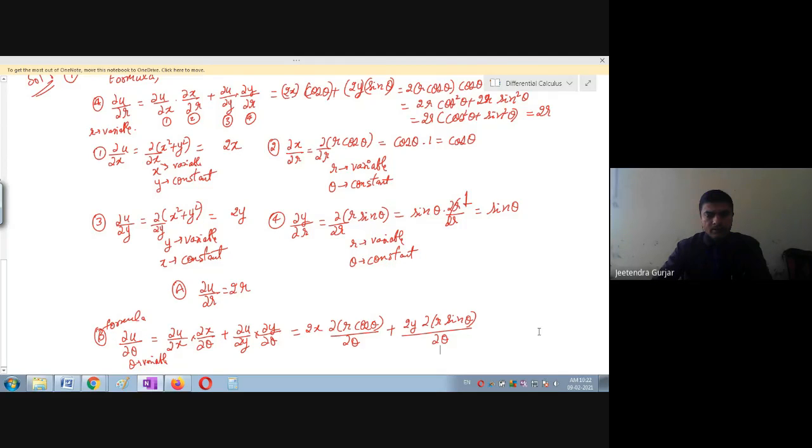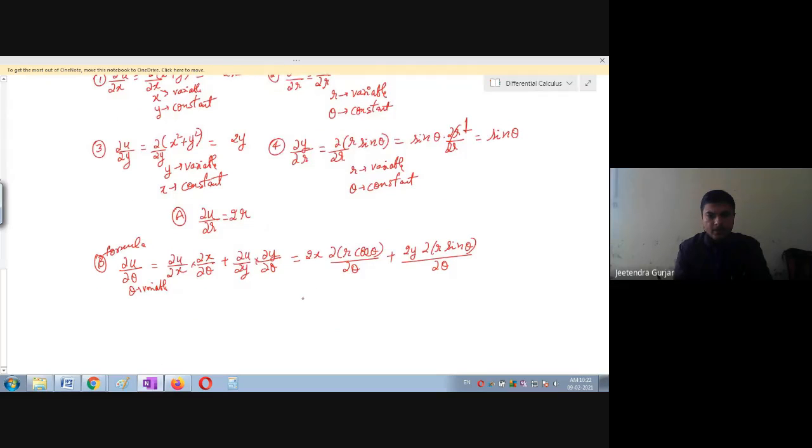Now we're going to just simplify this. So you can keep this 2x as it is, right? 2x you please keep as it is. Now here you can see theta is our variable and r is constant. So what you do? You keep r as it is. Okay, differentiation of cos theta. Can anybody tell me what is differentiation of cos theta? Very well, it is minus sine theta. Is it clear? So plus 2y as it is.